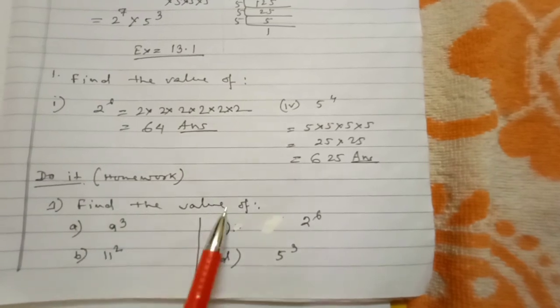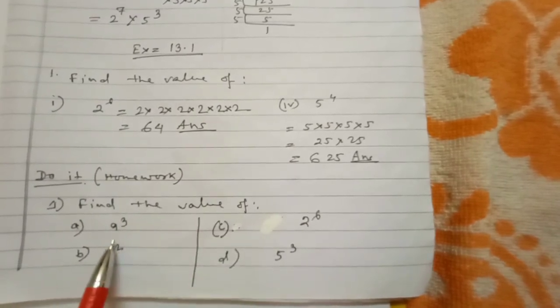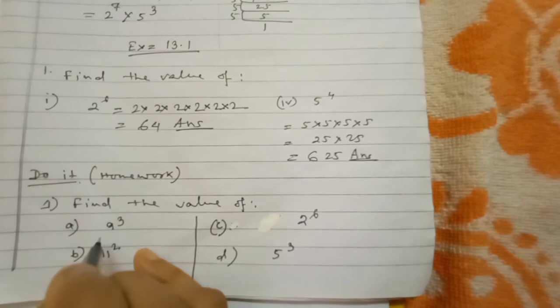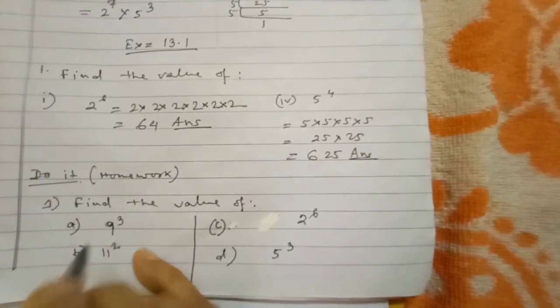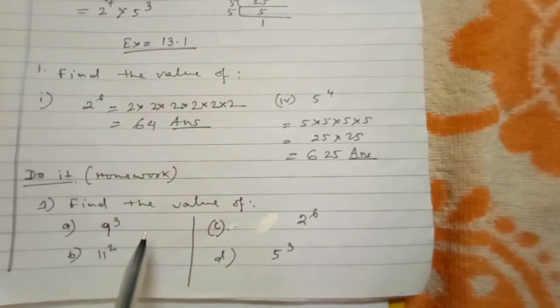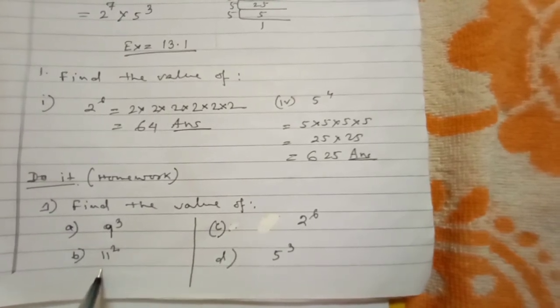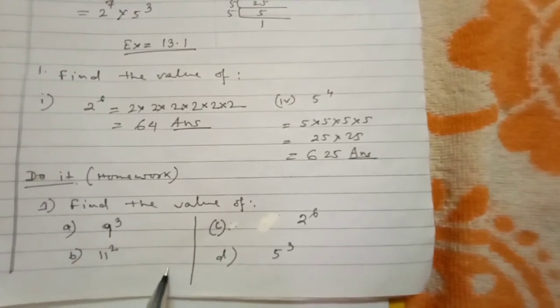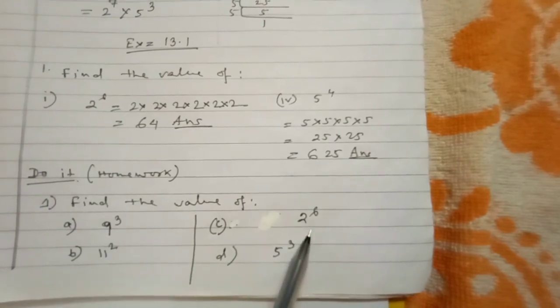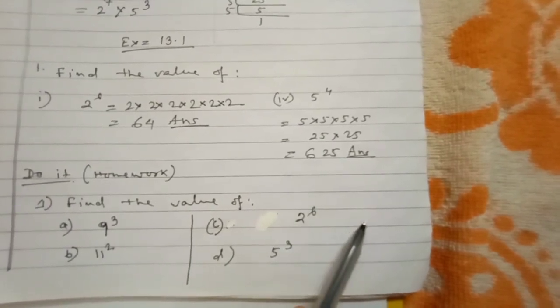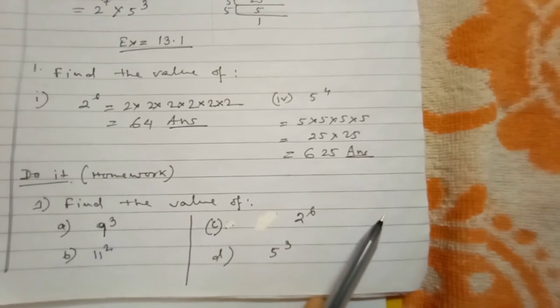Find the value of 9 cube. That means 9 will come 3 times, 9 into 9 into 9. 11 square, 11 into 11. You have to show the result. 2 to the power 6: 2 will be multiplied 6 times, and you have to give the result.